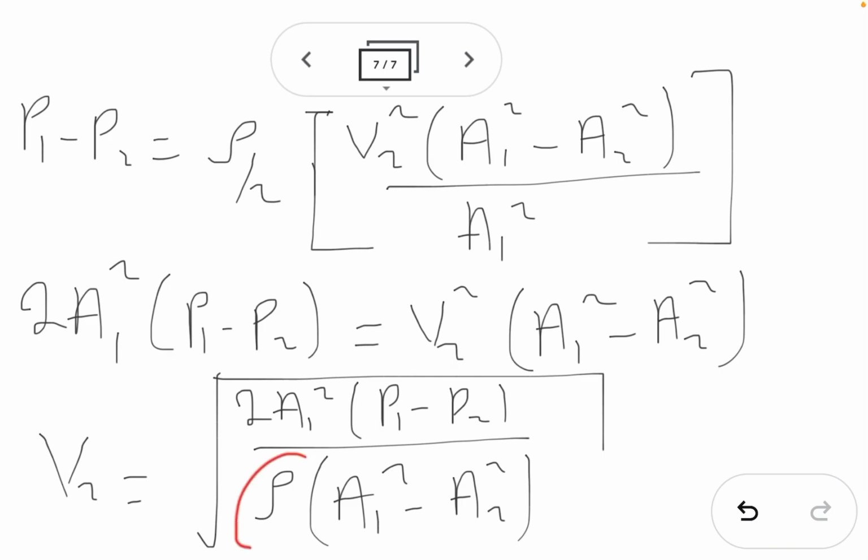And the density that you're given, I think it's already in standard units, so that should give you the velocity, or rather the speed of this fluid as it leaves the tube through the outlet.